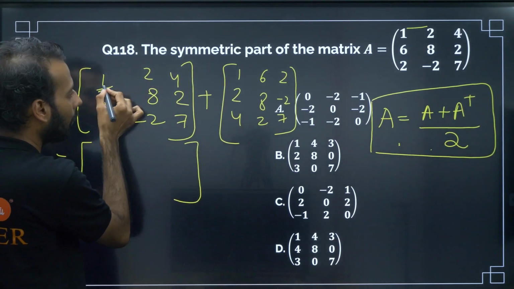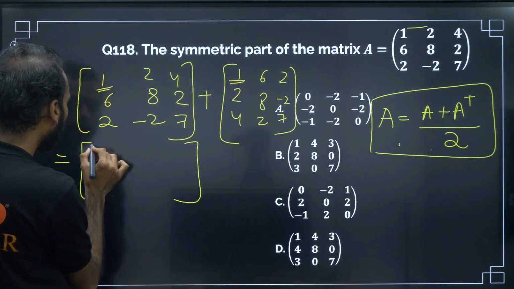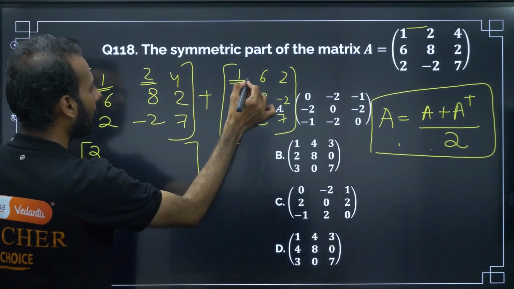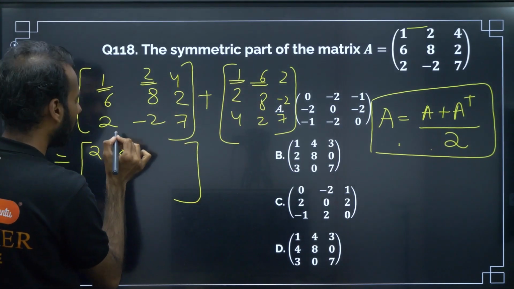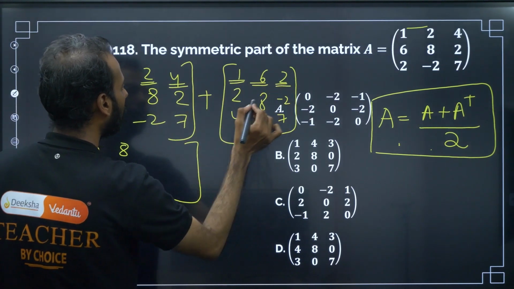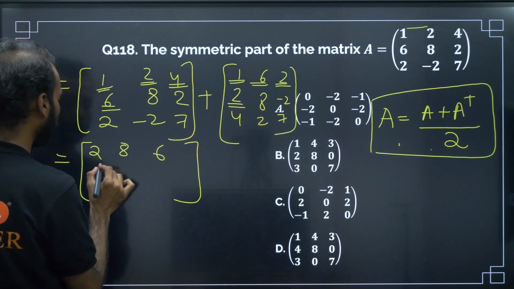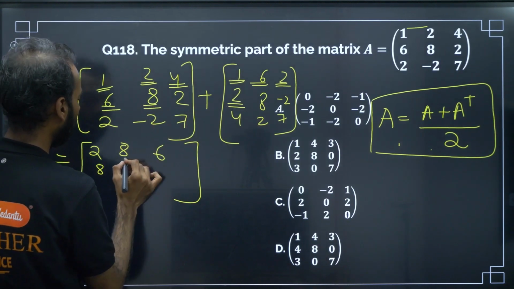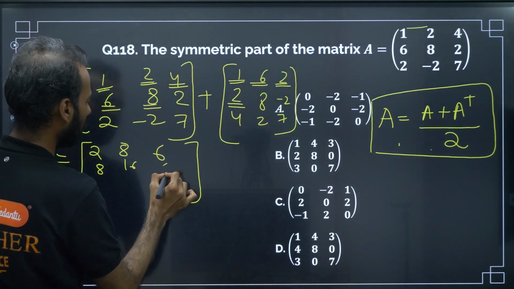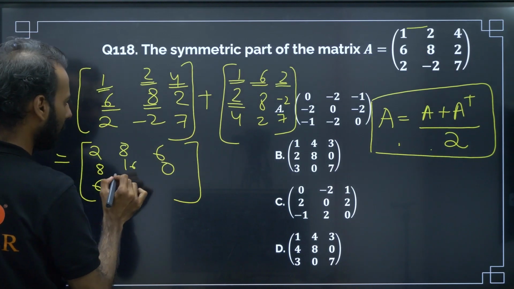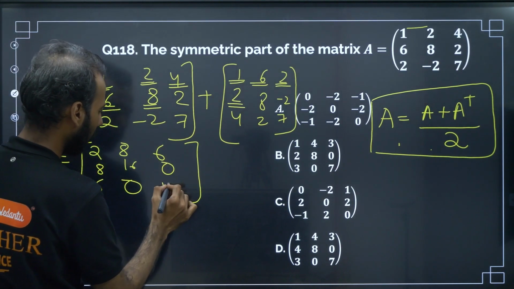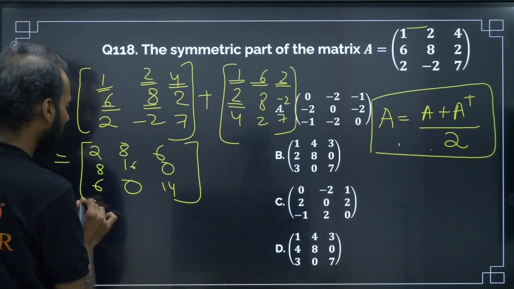Corresponding in the sense, you add 1 and 1, you will get 2. You add 2 and you add 6. 2 plus 6 is 8. You add 4, you add 2. 6, 2, 8. 8, 8, 16. 2 minus 2, 0. 2 plus 4, 6. Minus 2 plus 2, 0. 7 plus 7, 14. This is A plus A transpose.